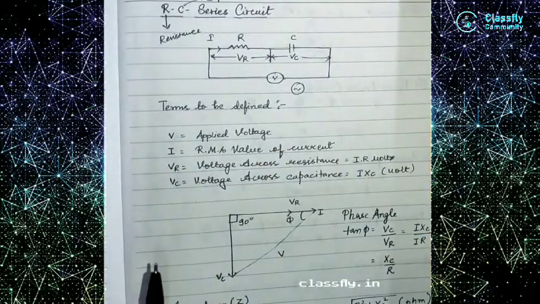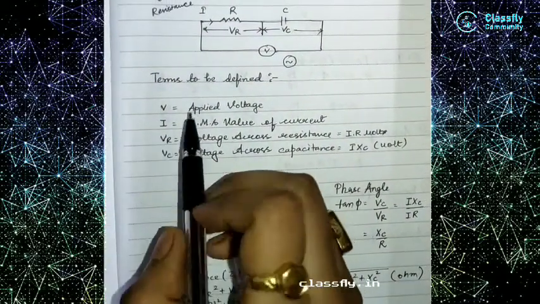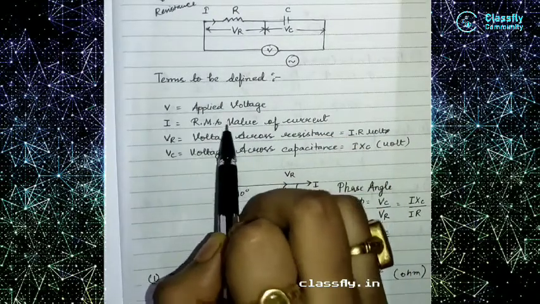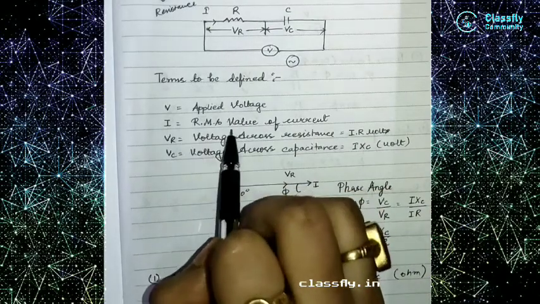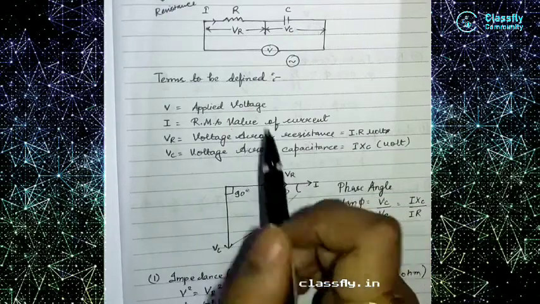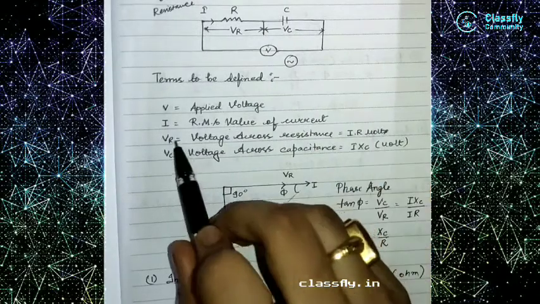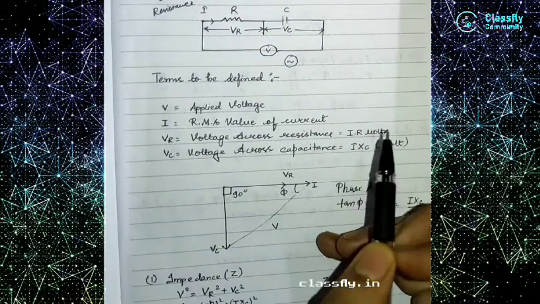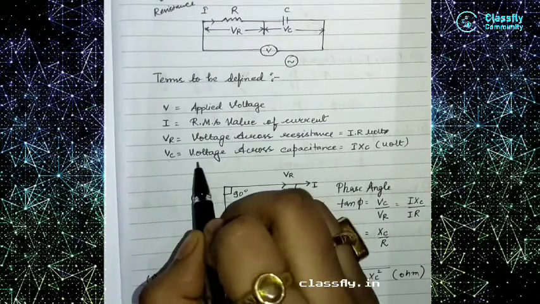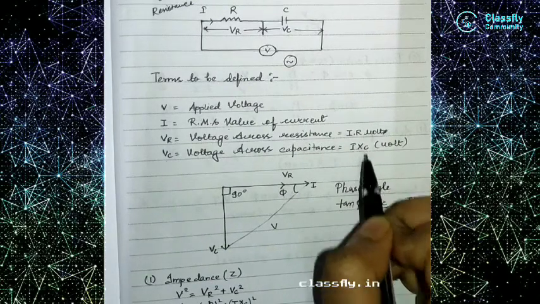In your exam you need to define the terms that you are using in the circuit. V is the applied voltage, I is the RMS value of the current. RMS means root mean square. VR is the voltage across resistance, that means the voltage in the resistance. So we can write VR equal to IR because voltage is equal to current into resistance. Similarly VC is the voltage across capacitance, that is I dot XC.